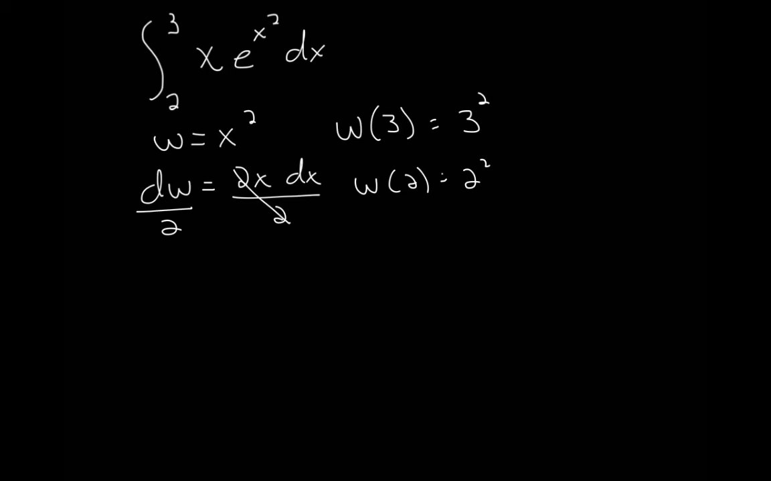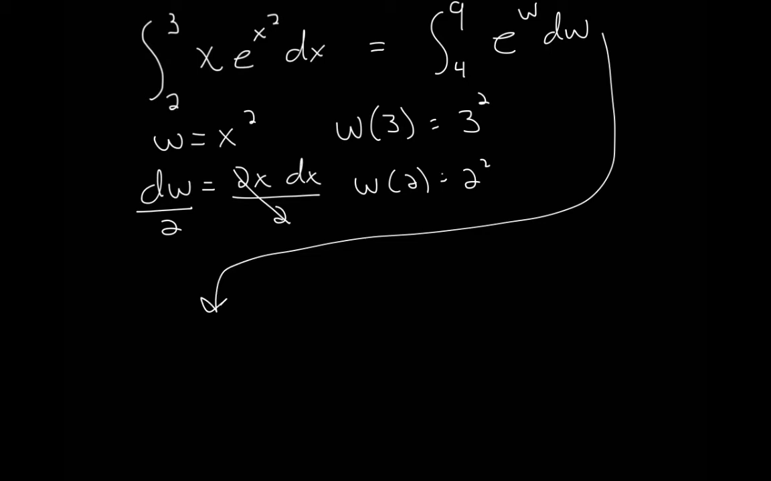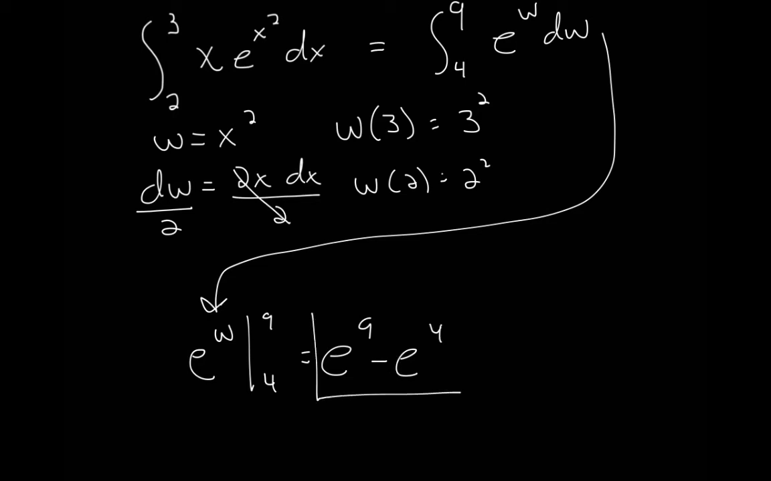So I can now rewrite my integral in terms of the new variable w with the appropriate limits. So my limits are now, instead of from 2 to 3, they're from 4 to 9, and I have an integrand of e to the w dw. Now when I integrate that, I'm going to get e to the w, of course, evaluated from 4 to 9, which equals e to the 9th minus e to the 4th. And that's your final answer.